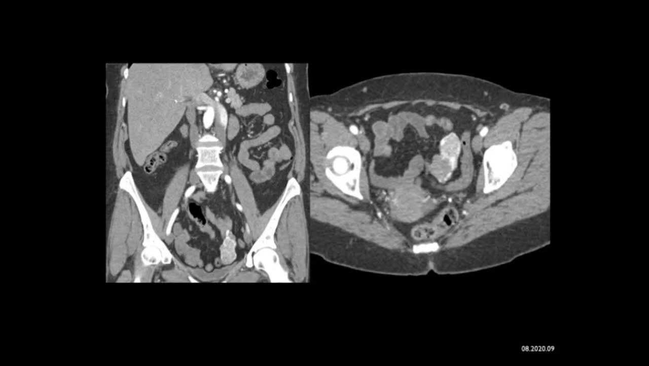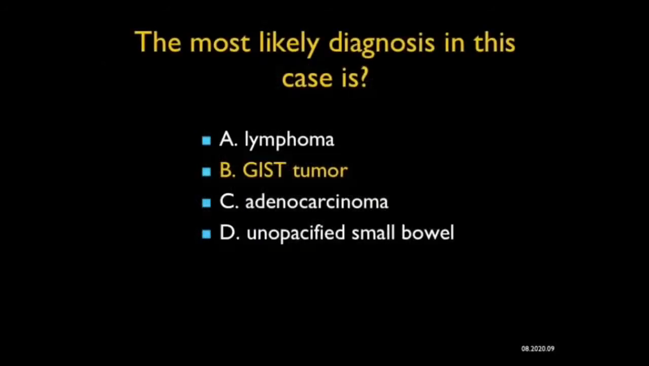And this is not unopacified small bowel. So the best diagnosis is a GIST tumor. If I had said carcinoid in the possibilities, that wouldn't be bad as well. Though I think when I see something coming off the bowel and being exophytic, I think GIST; intraluminal, then I'm more compelled to say carcinoid tumor.